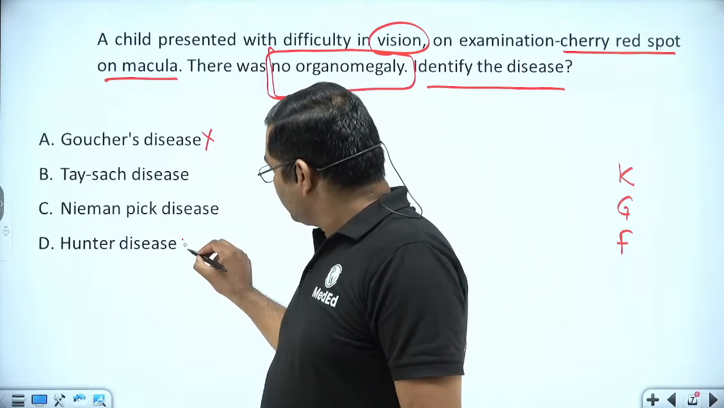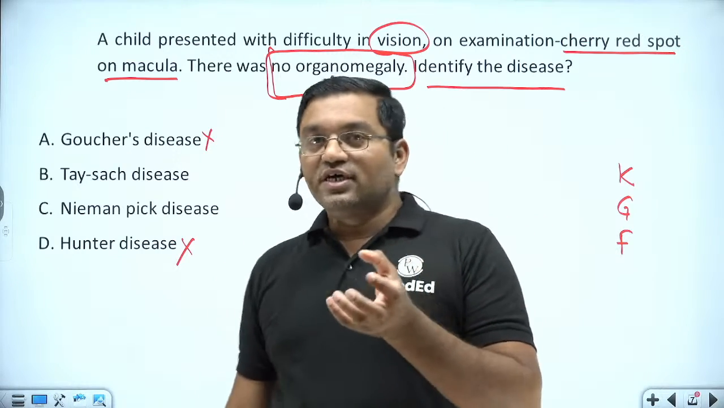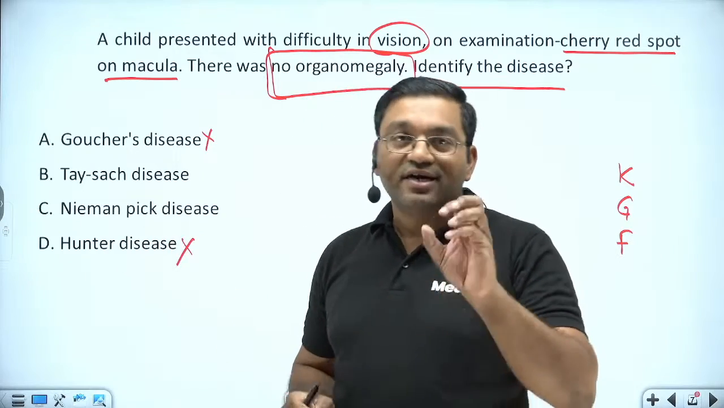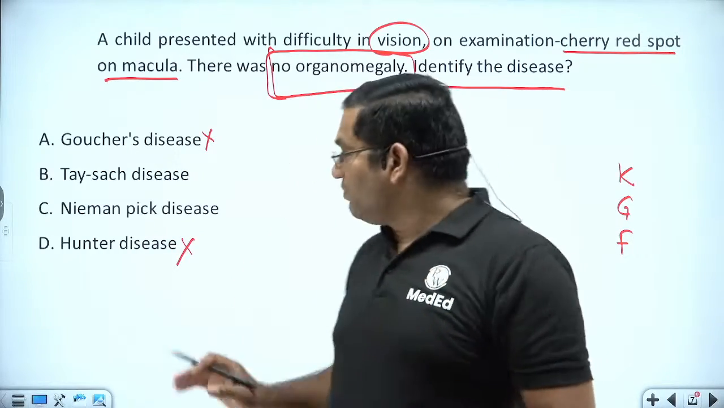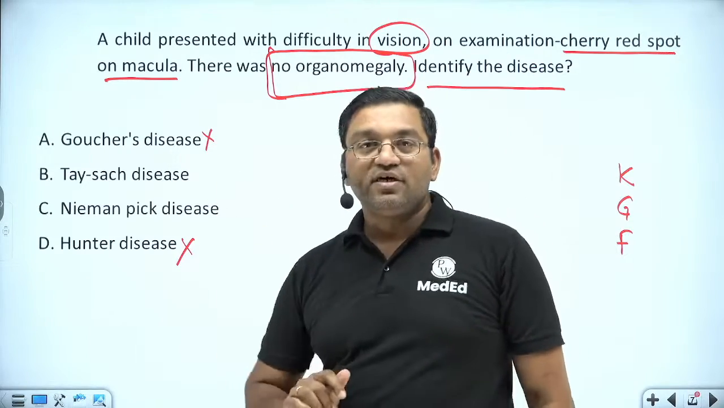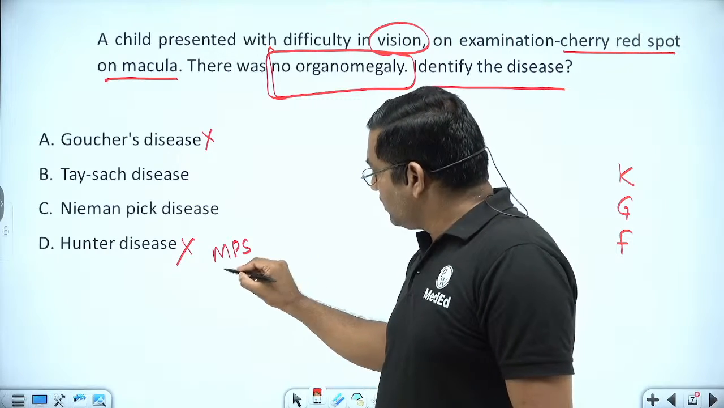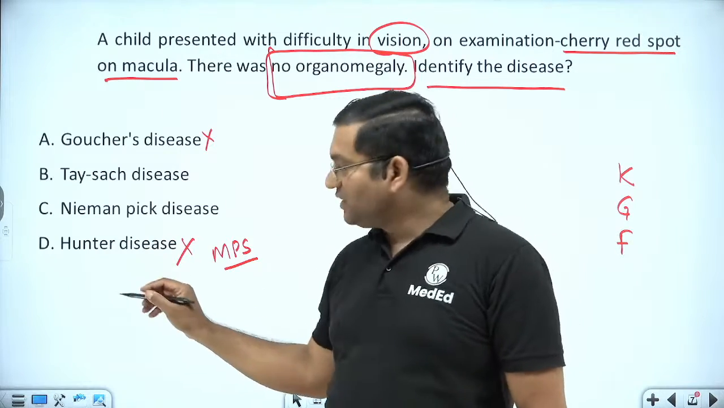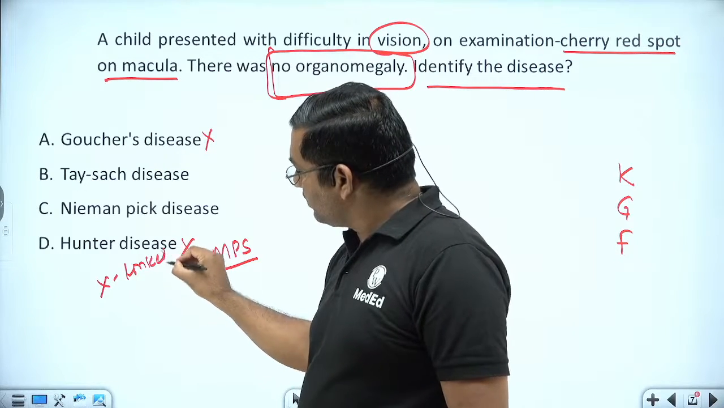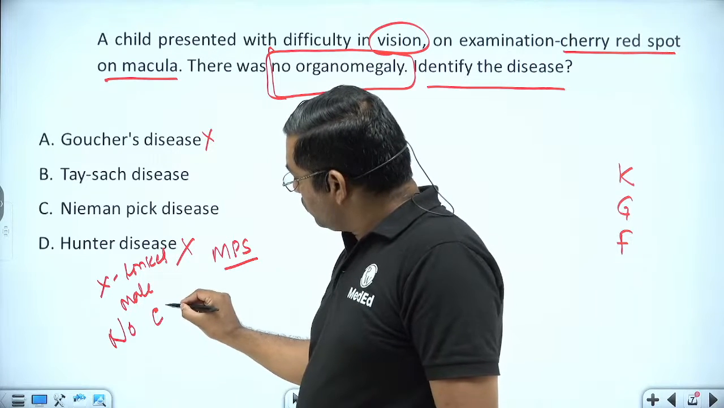Okay, there is corneal clouding in Hurler's disease, but in Hunter's disease there is no corneal clouding. Regarding cherry red spot, there is no cherry red spot on the macula in Hunter's disease. This is mucopolysaccharidosis, MPS. Point to remember: Hunter's disease is an X-linked disorder, typically affecting the male, and there is no corneal clouding.